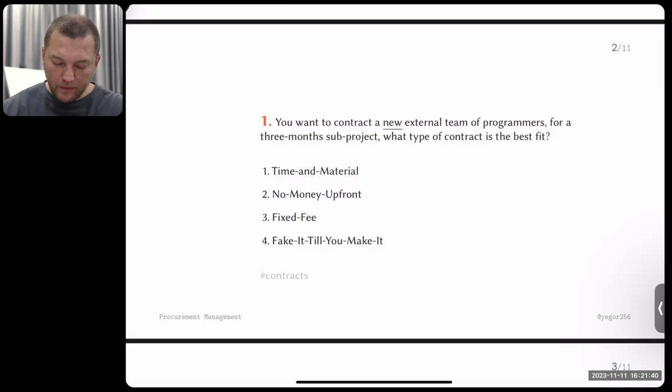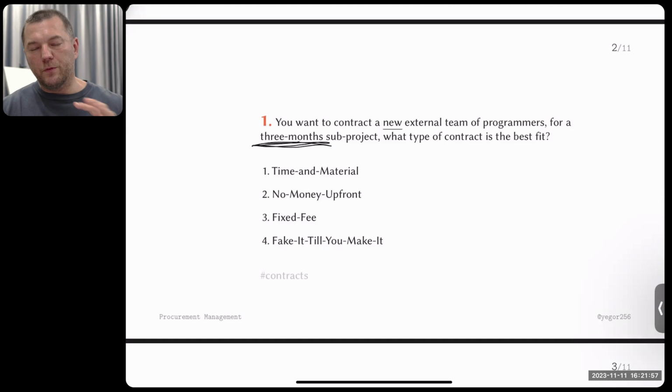Okay, you gave your answers, and now let's discuss the right answers. But again, remember, the right means quite subjective. My personal subjective opinion about these questions. Question number one. You want to contract a new external team of programmers for a 3 month sub-project. 3 month sub-project, this is the key word here. It's going to be 3 months work. And what type of a contract is the best fit?